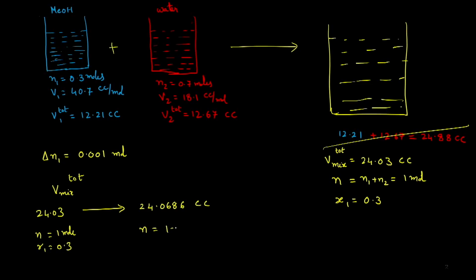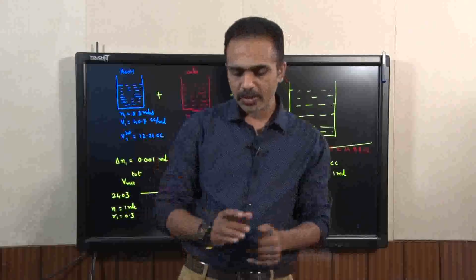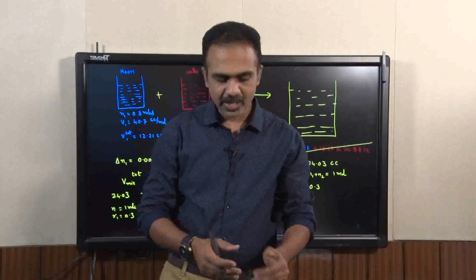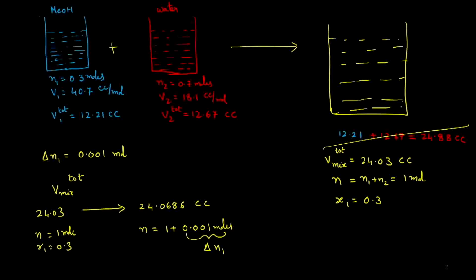N is 1 plus 0.001 moles of methanol. So this particular quantity here is delta N1. We have added pure methanol to this mixture, and the volume has changed from 24.03 to 24.0686. Just as in the case of adding methanol and water, a pure additive volume is not going to work. Even when I add the additional number of moles, the difference is not going to be directly related to the volume of 0.001 moles of methanol.